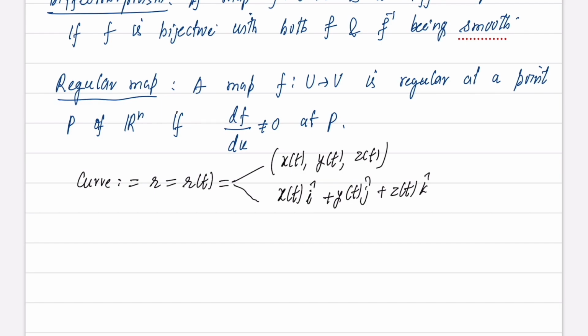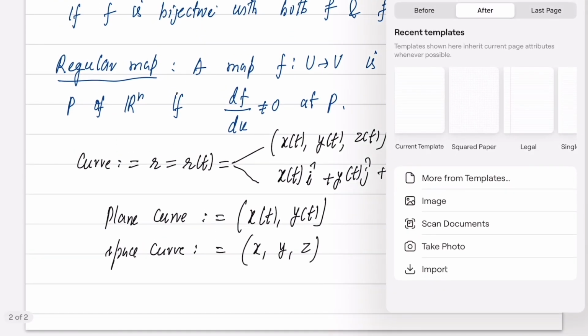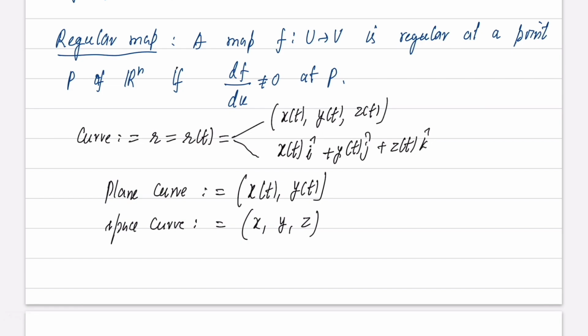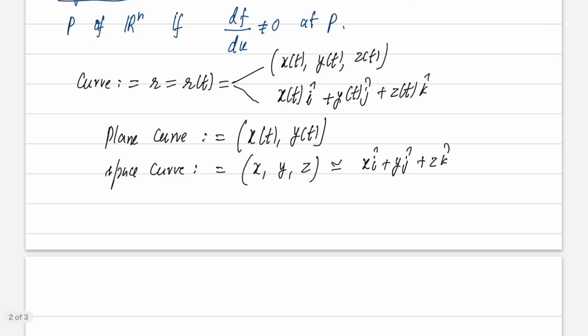Now here to mention that if we have a plane curve, it will be defined with only two coordinates, x of t, y of t. Then the z coordinate will not be there, and a space curve in general will have three coordinates, and this can be expressed as x, y, z, where each of x, y, z is a function of t. Or we can also express it in the form of xi plus yj plus zk. So these will be some notations for representing a curve, and similarly we will represent a surface.